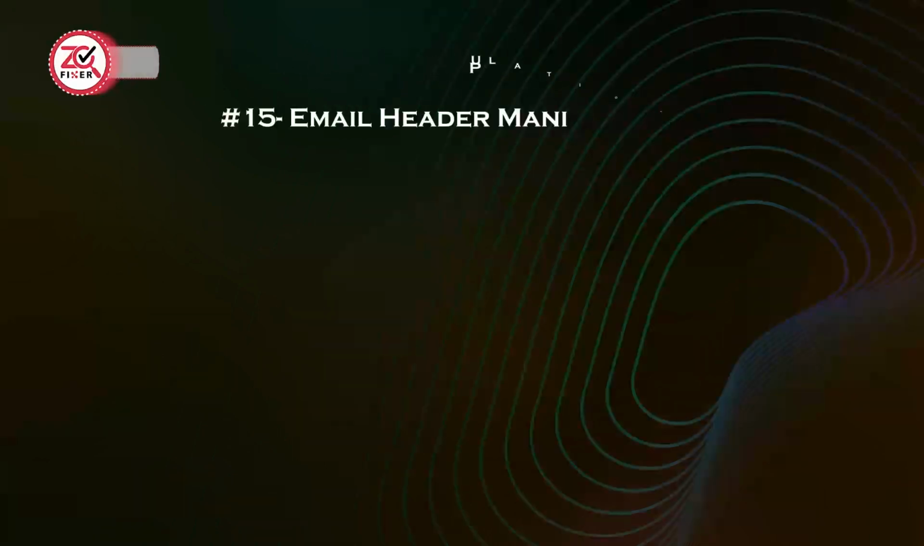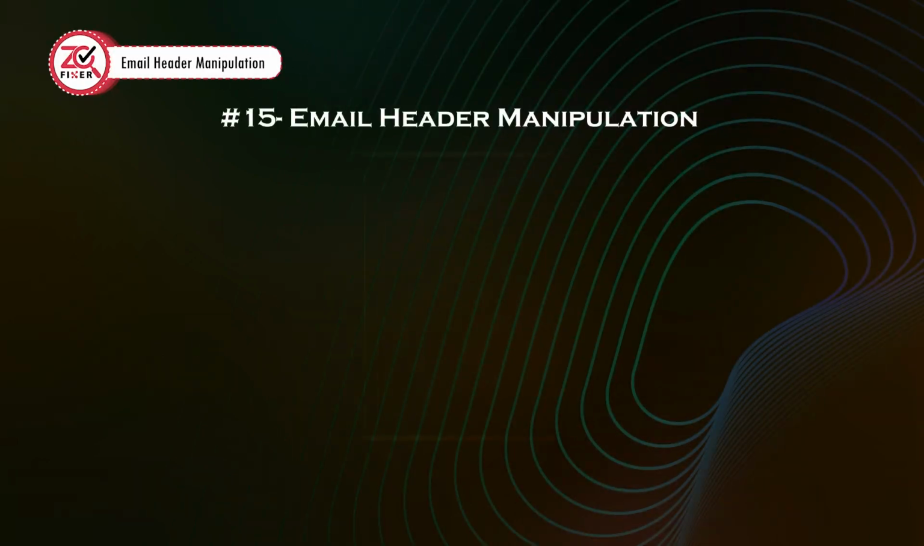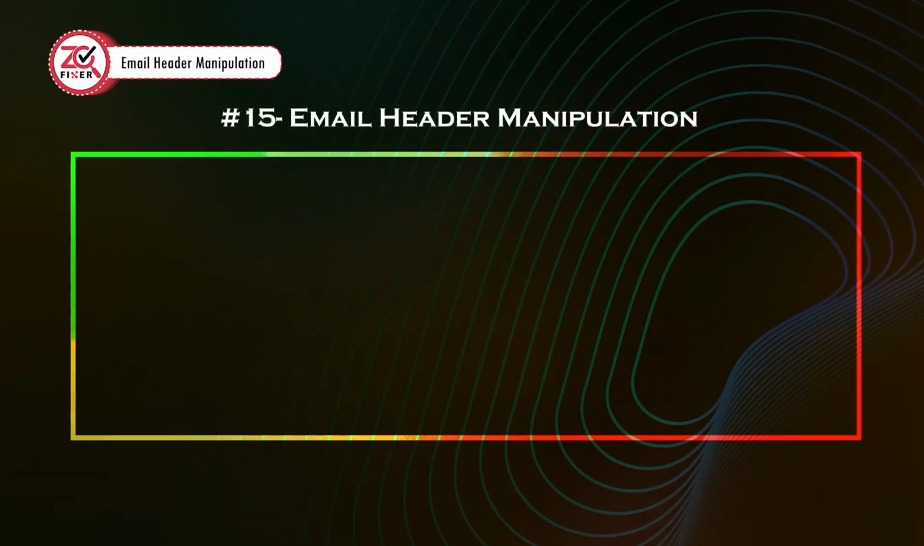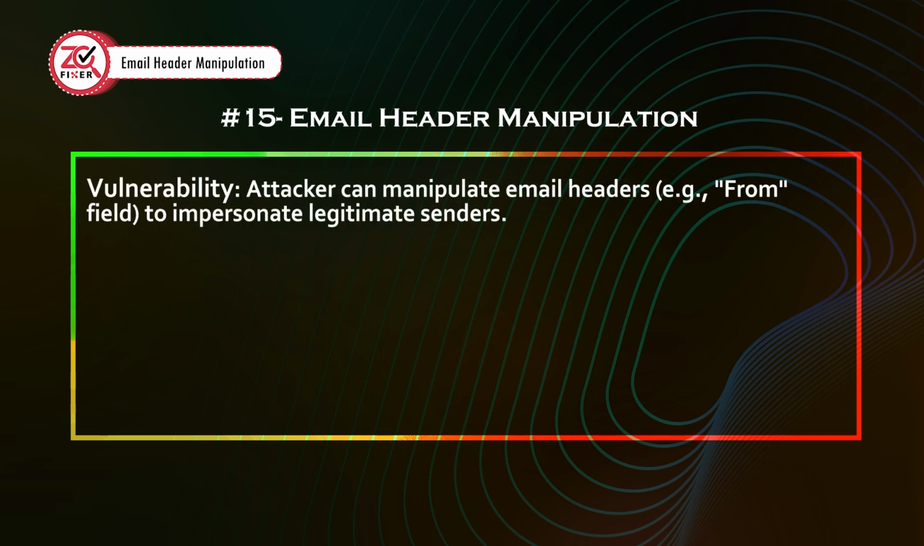Number 15, Email header manipulation. Vulnerability: attacker can manipulate email headers, for example the From field, to impersonate legitimate senders.